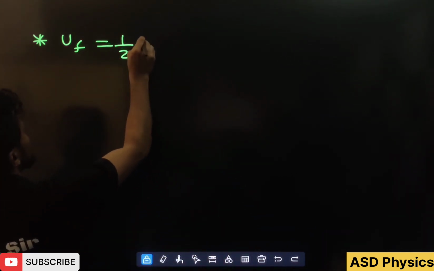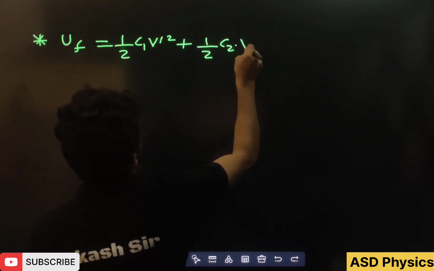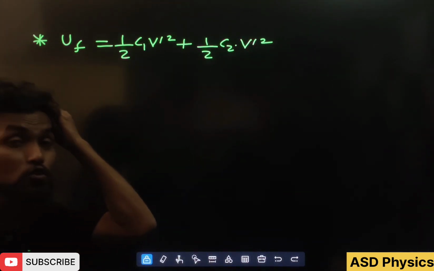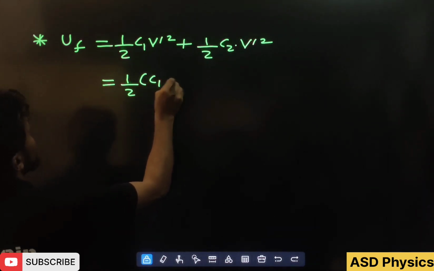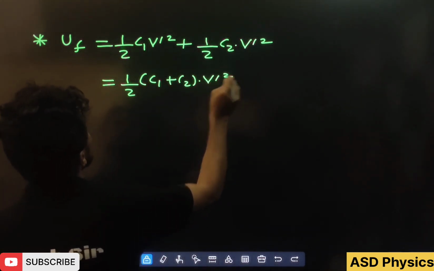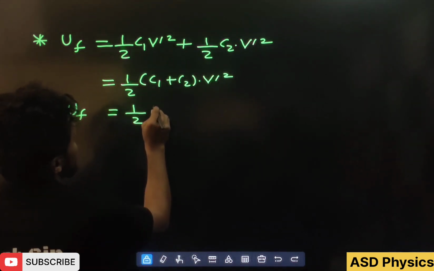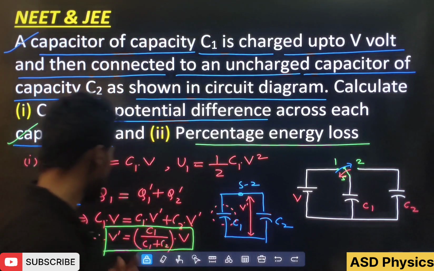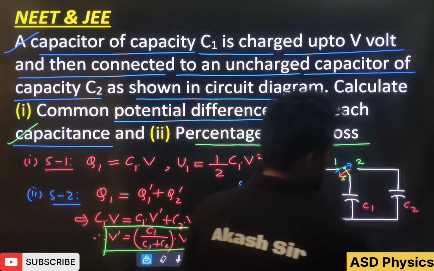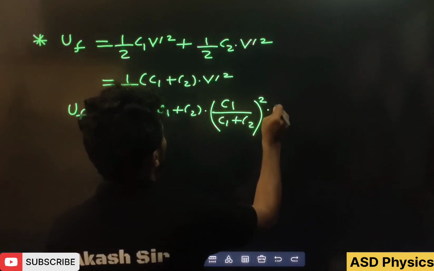Okay, so if I write the final energy, the first capacitor will store half C1 V dash square, plus half C2 V dash square. This is the final energy stored in both the capacitors. This becomes half C1 plus C2 into V dash square. With the V dash value we have got, C1 by C1 plus C2 into V, we can write C1 by C1 plus C2 whole square into V square.